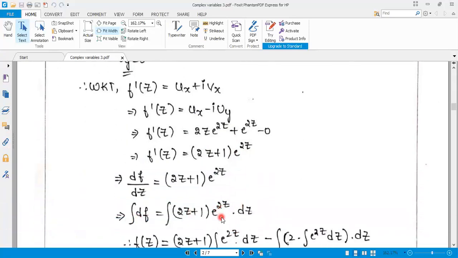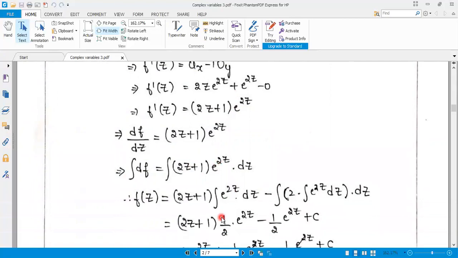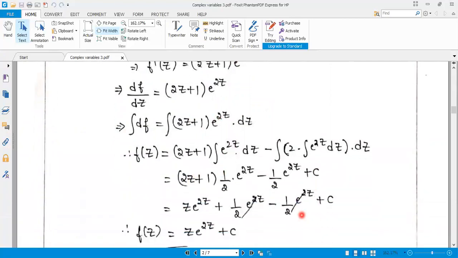On integration with respect to z, we obtain z into e power 2z plus constant of integration c. So we integrate this by parts: first function into integration of second minus second into the differentiation of first. So this is by Eilert rule. So we obtain z into e power 2z.